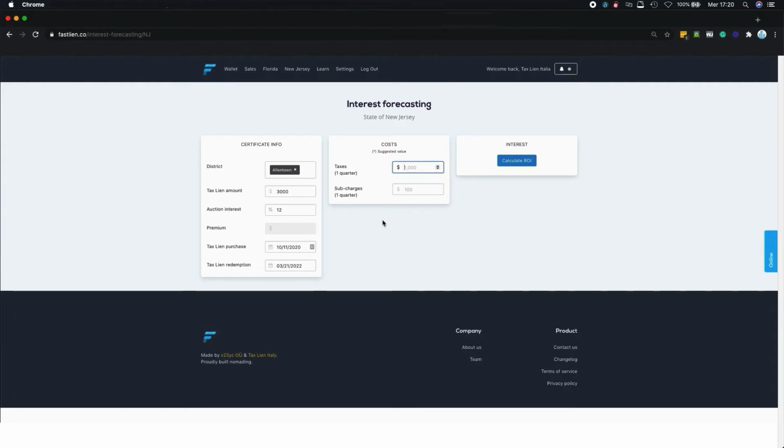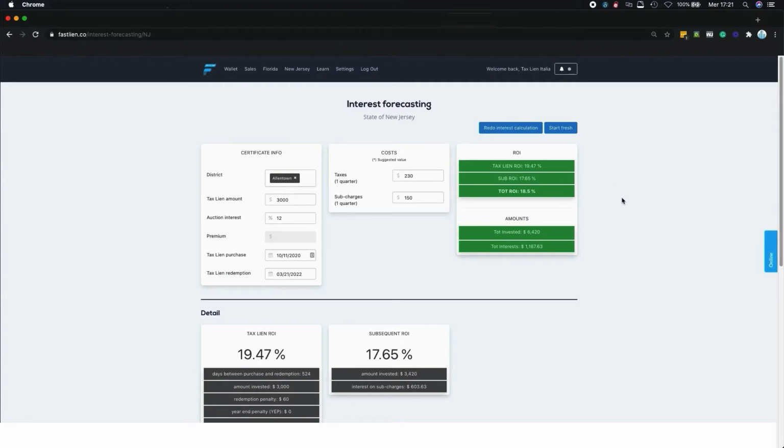And this is the interesting part, because you can put in the subsequent taxes that you want to pay on that property. So let's say the first quarter of taxes is $230. The subcharges, like sewer and water charges, are about, let's say, $150 per quarter. If you click on calculate ROI, the calculator will show you how your tax lien will perform in the next years. The first thing to check is the tax lien ROI. Your tax lien is gaining 19.47% in total. The subsequent taxes ROI will be 17.65%. So the total, blended ROI will be 18.5%.